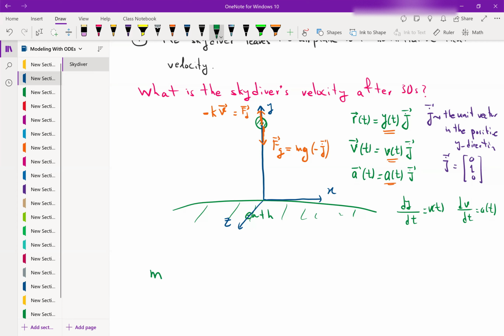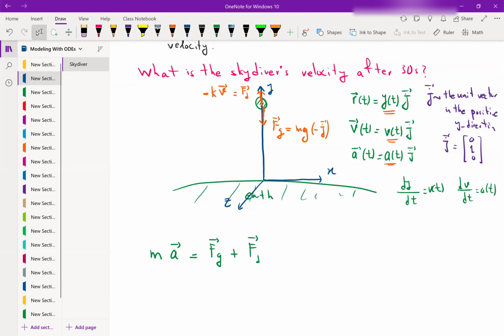I'm going to write m times a is equal to the total force applied to the body, which is the force due to gravity plus the force due to air resistance. Okay, so far so good. Now I know what Fg is, I know what Fd is, I know what a is. So I'm going to rewrite this as m a(t) j equals the force due to gravity, which is negative mg j. Here we had it here.